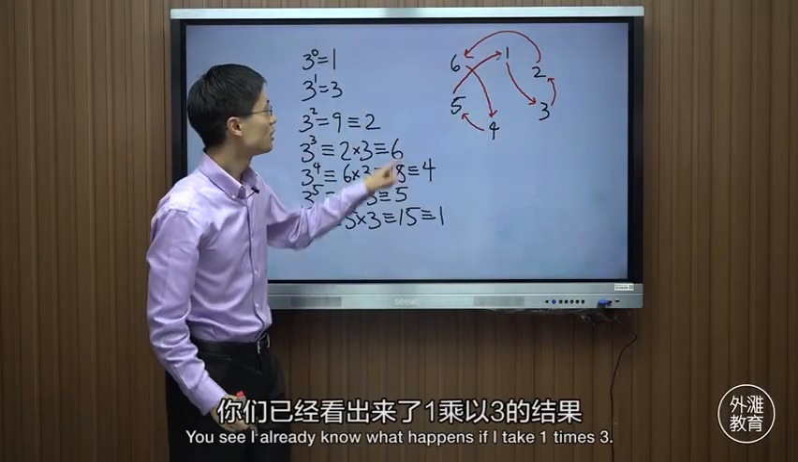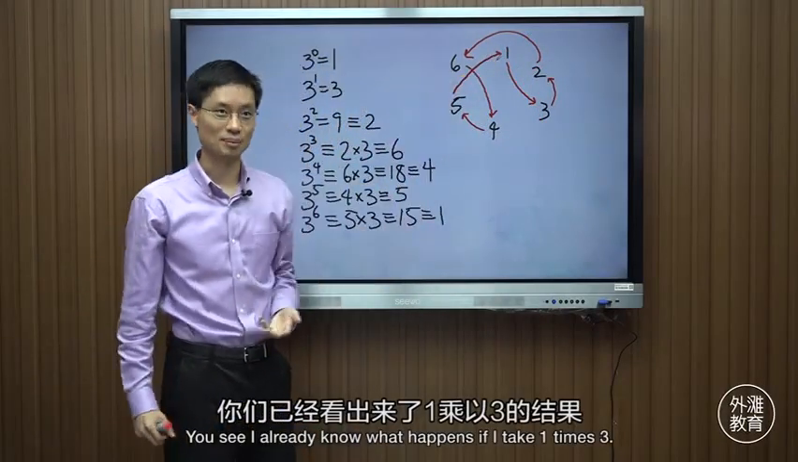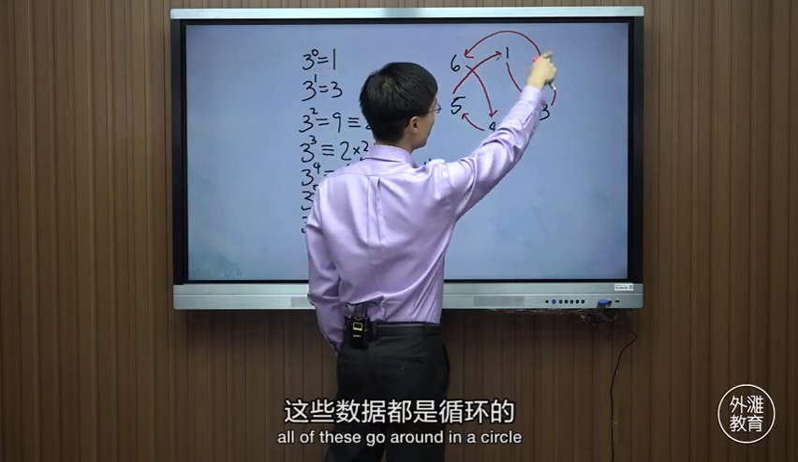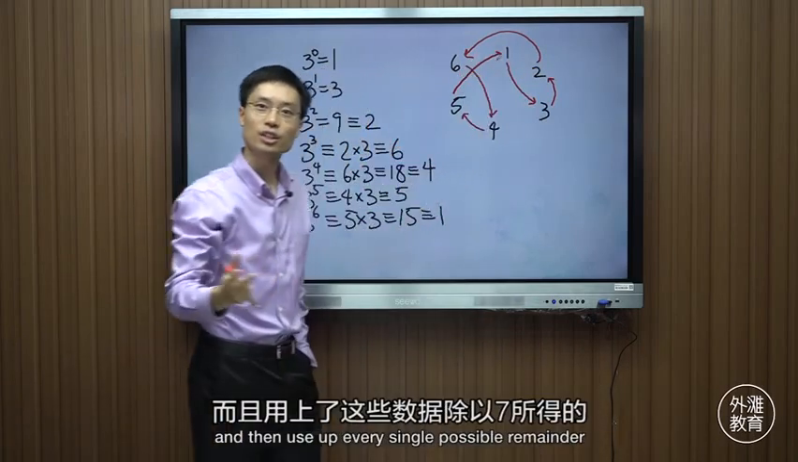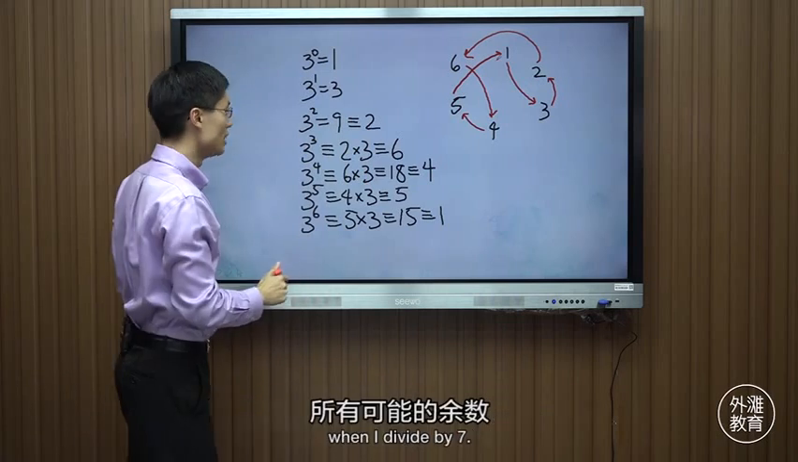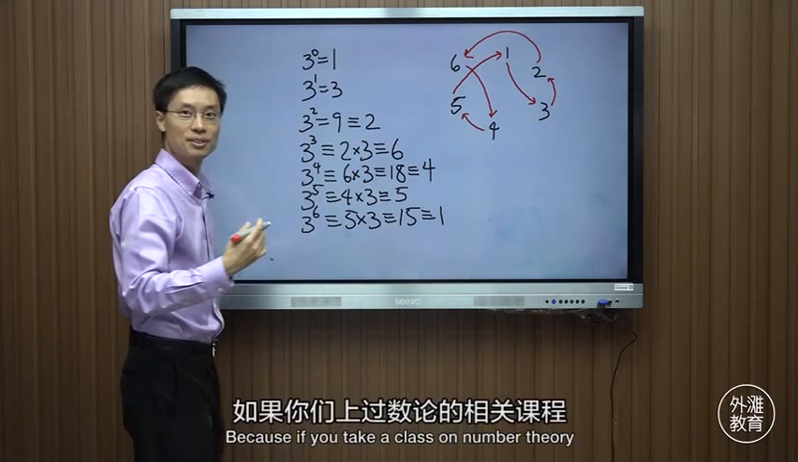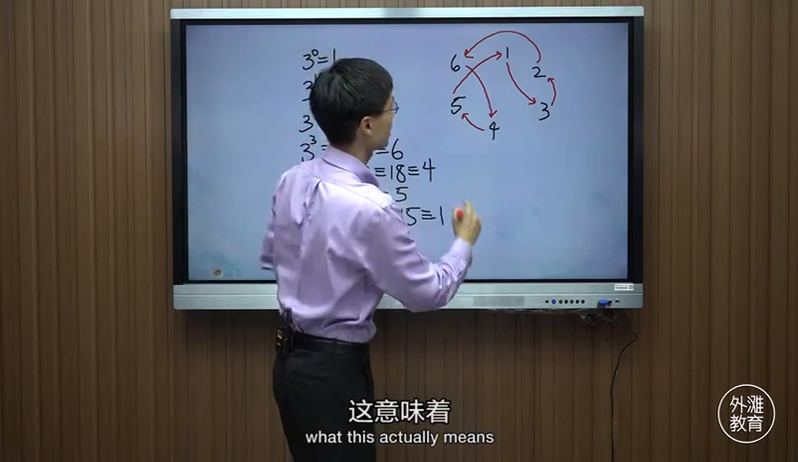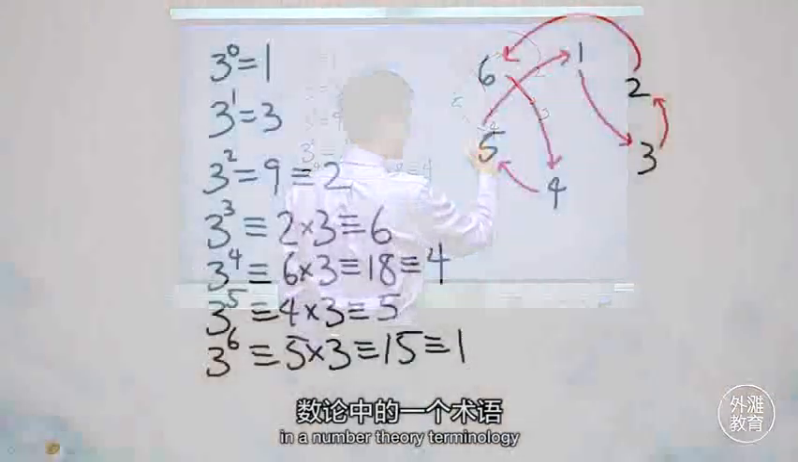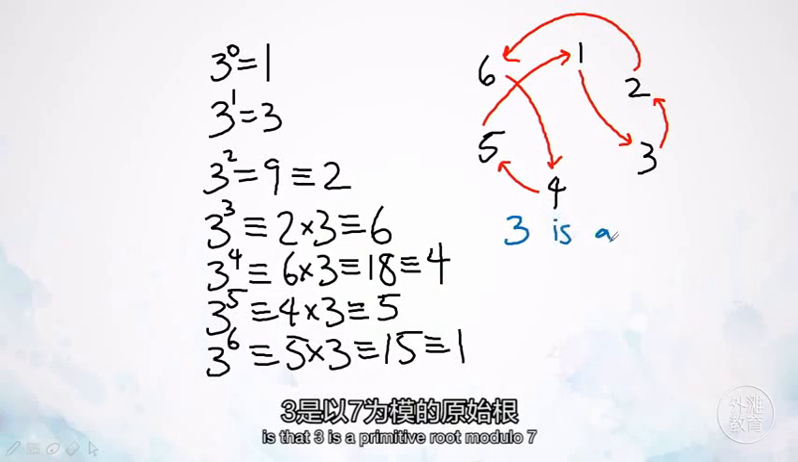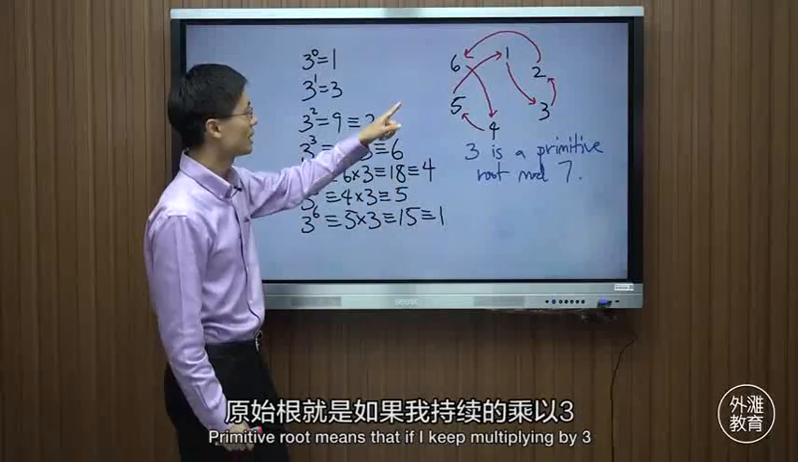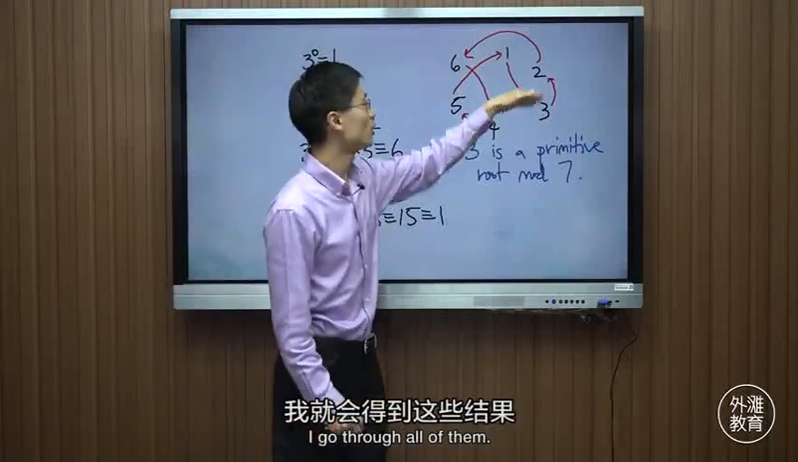But this is interesting. You see, I already know what happens if I take the 1 times 3. So what I just found out is that all of these go around in a circle, and I use up every single possible remainder when I divide by 7. I chose those numbers on purpose, because if you take a class on number theory, what this actually means in number theory terminology is that 3 is a primitive root modulo 7. Primitive root means that if I keep multiplying by 3, I go through all of them.